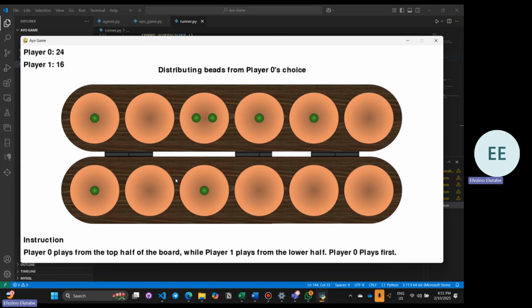It's so tough to end the game. I'm just going to let player zero win this, to be honest. So the game can end.